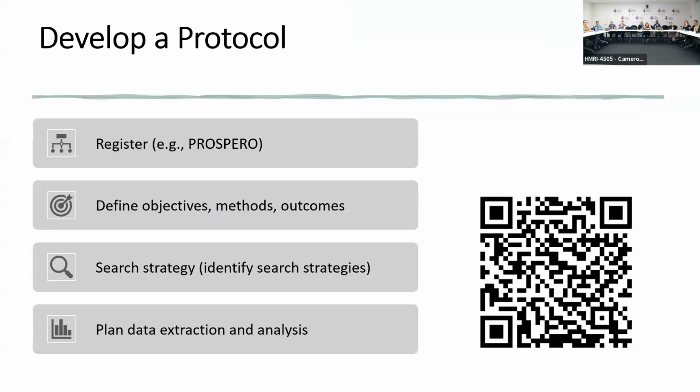So when developing a protocol, as I said, it's wise to register it through PROSPERO. That's an online database system where you upload the protocol. It's really important for transparency, so you let other people know what you're doing, but it also holds you to what you're doing, why you're doing it, and what outcomes you set out to begin with, which map to your beautiful research question. You need to define your objectives, methods, and outcomes.